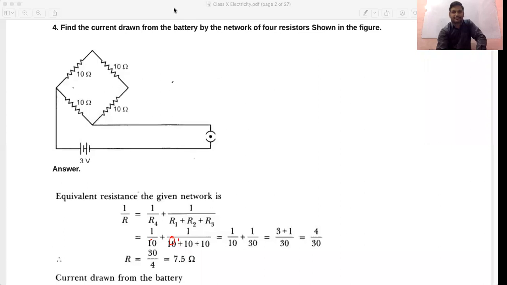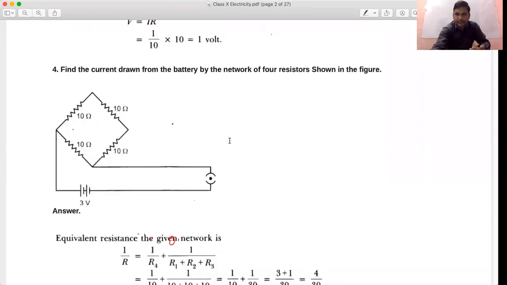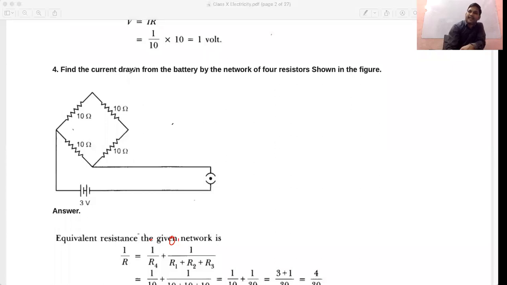The question is: find the current drawn from the battery by the network of 4 resistors shown in the figure. Now you can see this is point A and this is point B. So you are willing to calculate the current drawn from the battery.